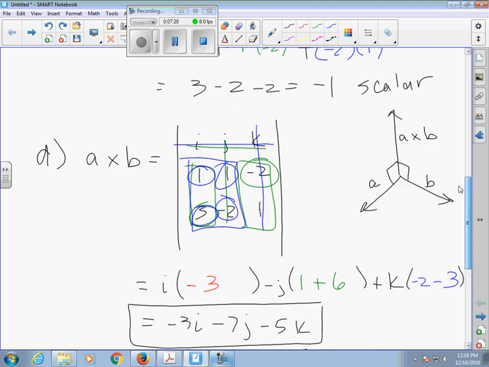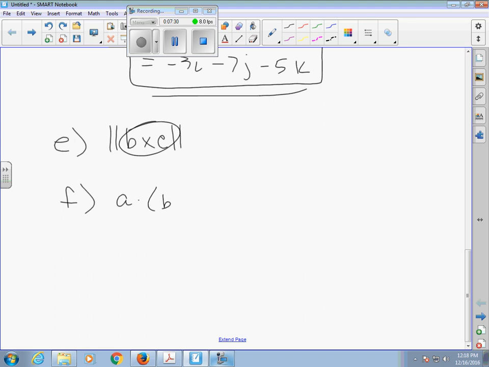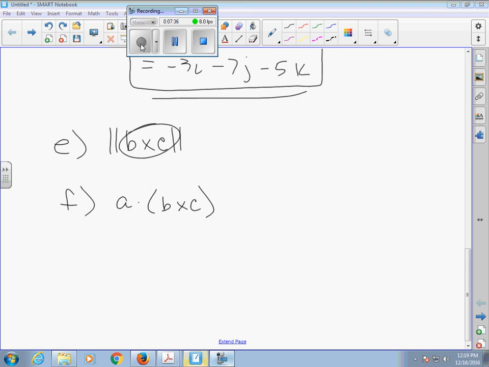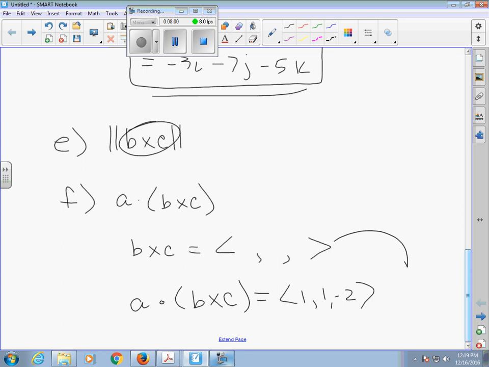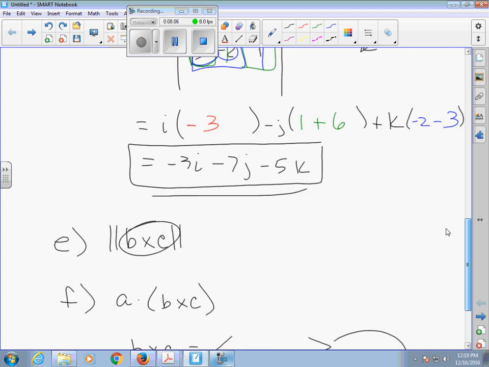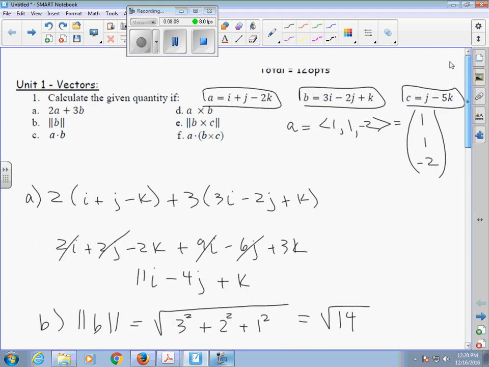F. A dot B cross C. Not going to work out all of this, but what we do first, just like you did in E, is find B cross C, and then you're going to get some vector right here. And then this is saying you are going to take A and dot it with that vector. So whatever that vector is, A, which is 1, 1, negative 2, I believe. Yep. And then whatever this vector is, you are simply going to dot it, just like you did the dot product in C. Okay, so we got F, that's number 1 for you.